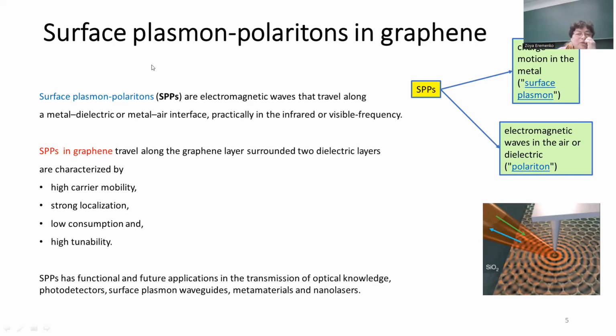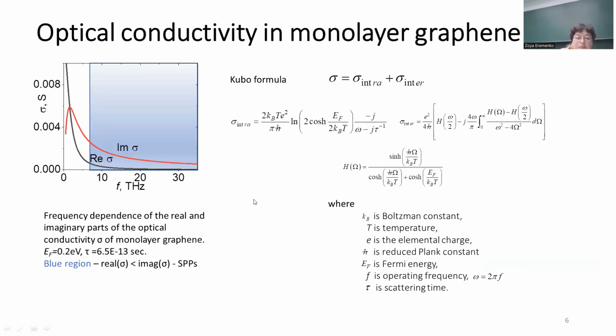Surface plasmon-polariton in graphene. It's an electromagnetic wave that travels along a metal-dielectric or metal-air interface, practically in the infrared or visible frequencies. And these plasmon-polariton waves have some properties like shown on the screen.